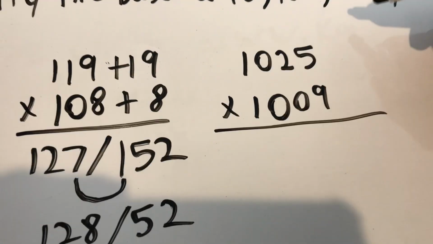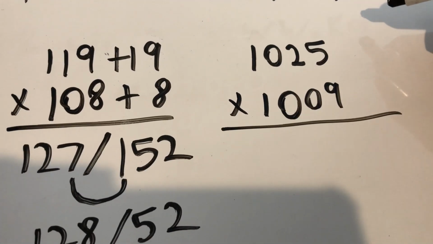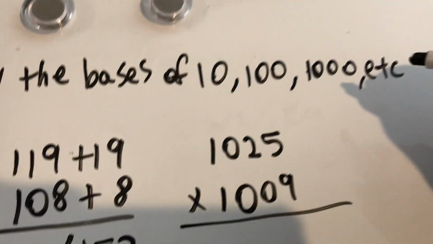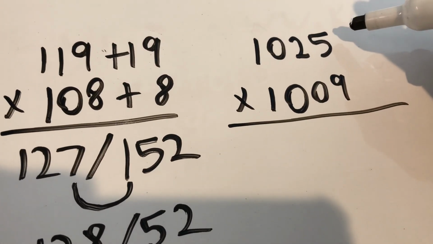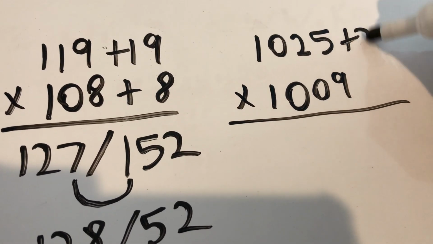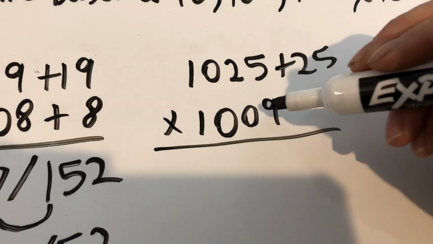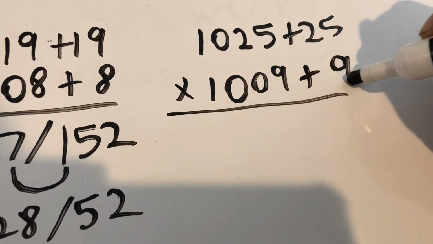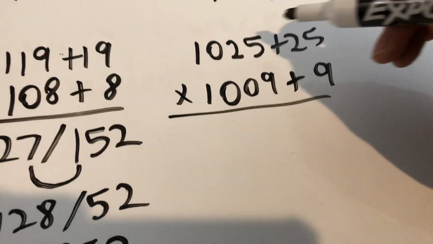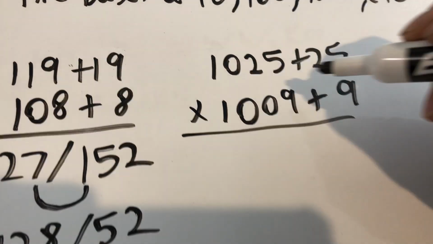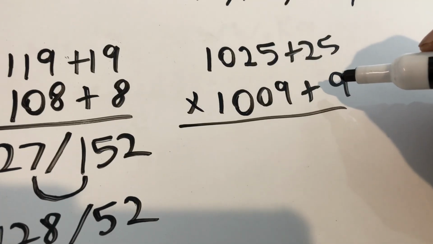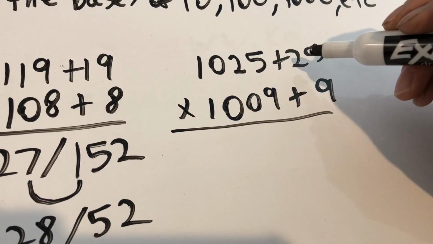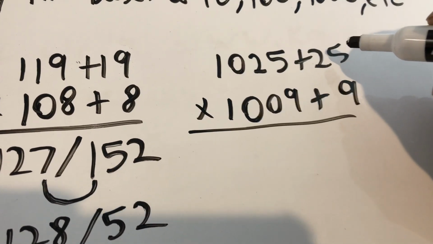Next one, 1,025 times 1,009. Same procedures. We're doing the base of 1,000 this time. 1,025 is above the base of 1,000 by 25, so we're going to write plus 25 here. 1,009, plus 9 right here. Next step is to crisscross add, either this way or that way. So 1,025 plus 9 equals 1,033. 1,009 plus 25 equals 1,033.